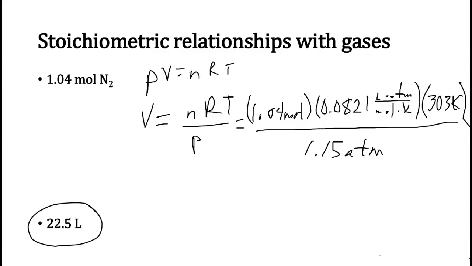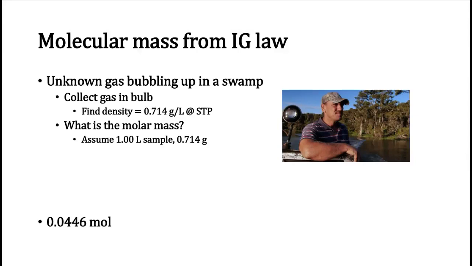Okay, let's go ahead and look at a few more examples of stoichiometric conversions with gases. So there's an unknown gas bubbling up in a swamp. We collect the gas in a bulb, and what we end up finding is the density is 0.714 grams per liter. So notice that it's grams per liter, not grams per milliliter, like what we'd expect to see for metals or things like that. So it's really a low density. Okay, so the density was measured at standard temperature and pressure. So we want to know what the molar mass of the gas is.